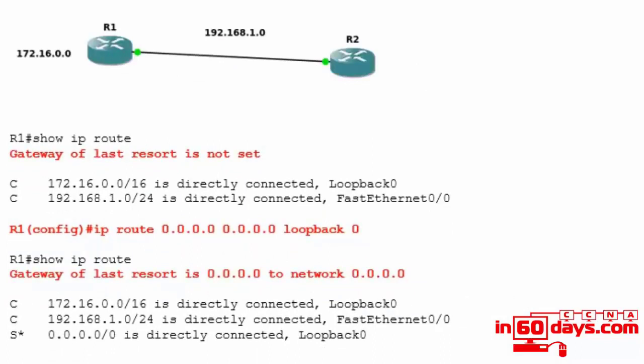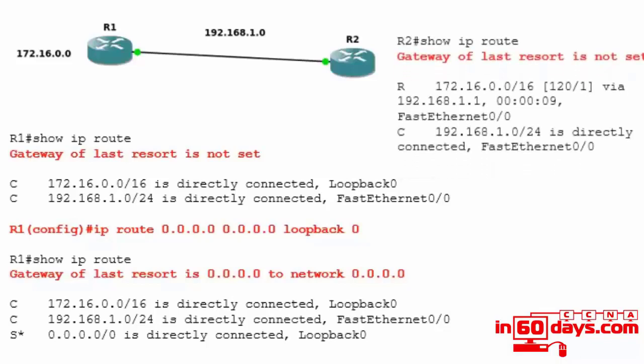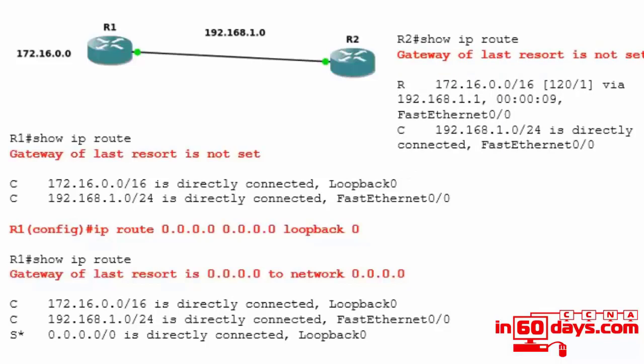Any traffic for any network could go through loopback 0. Obviously you wouldn't do that, but I just want to illustrate my point. And on router 1, it's installed a gateway of last resort to anywhere. And you can see this hasn't affected the router on the right. The router on the right still just has our normal RIP routing protocol running.